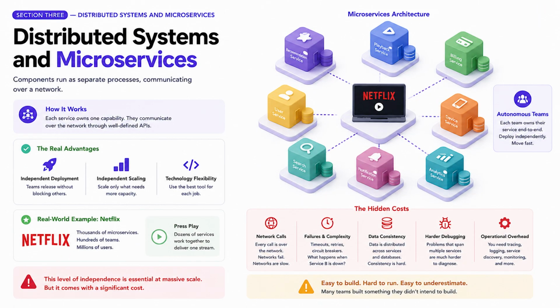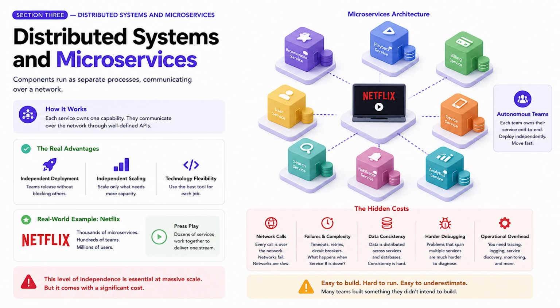A distributed system is an architecture where different components of your application run as separate processes, often on separate machines, communicating over a network. Microservices are the most common form of distributed system in modern software. Each service is responsible for one specific capability. One service handles orders, another handles payments, another handles notifications. Each service can be deployed independently, scaled independently, and even written in a completely different programming language.